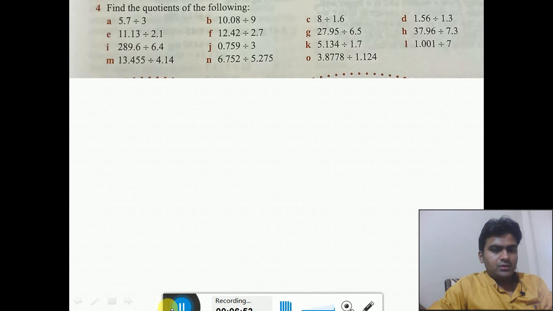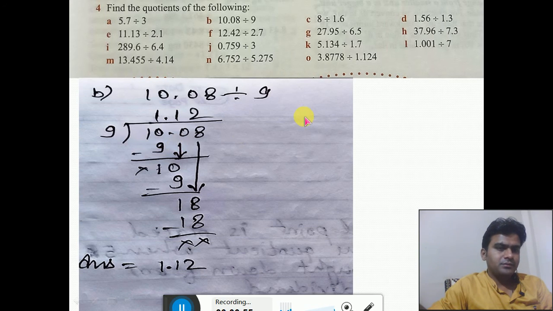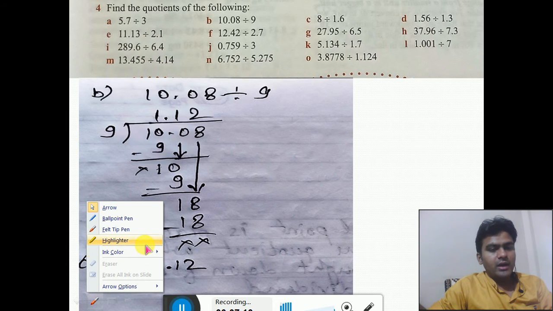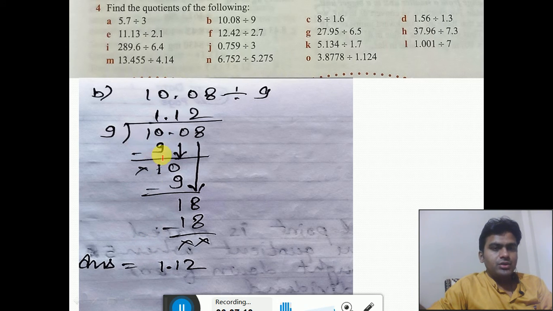Now see the question number 1a, that can be solved by that method that we have solved in question number 3rd. Now question number b, 10.08 divided by 9. So write down 9 here and inside 10.08. Now divide this number. So you will get what?